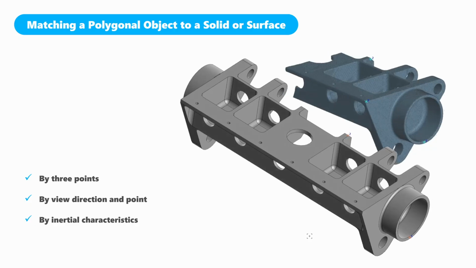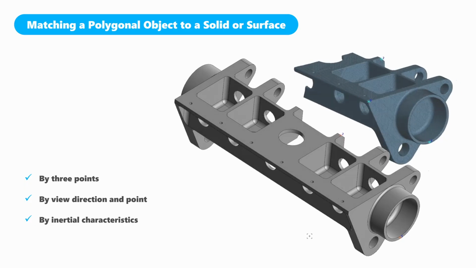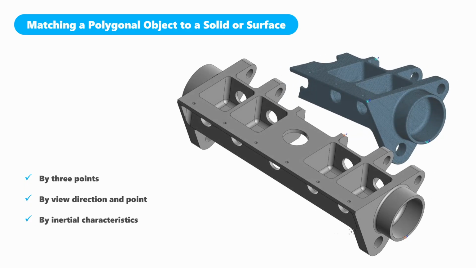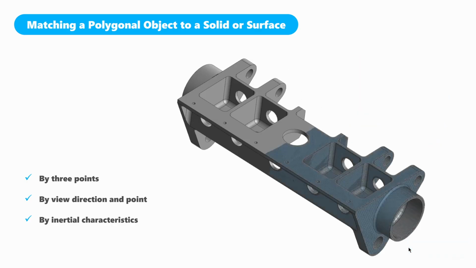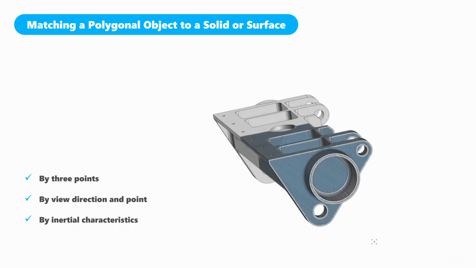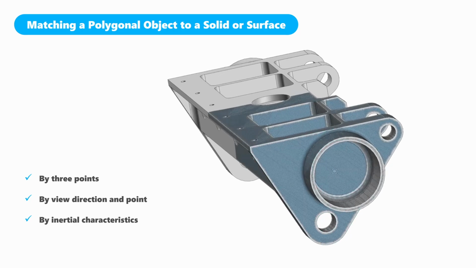In the video, you can see how the by 3 points method works. 3 points were selected on the polygonal object. The corresponding points should be selected on the solid. The matching process is going now. You can see the result and check the quality of the solid, how close it is to the original polygonal model.